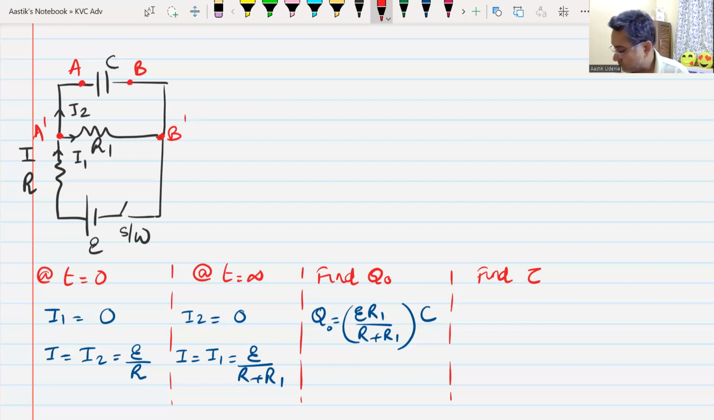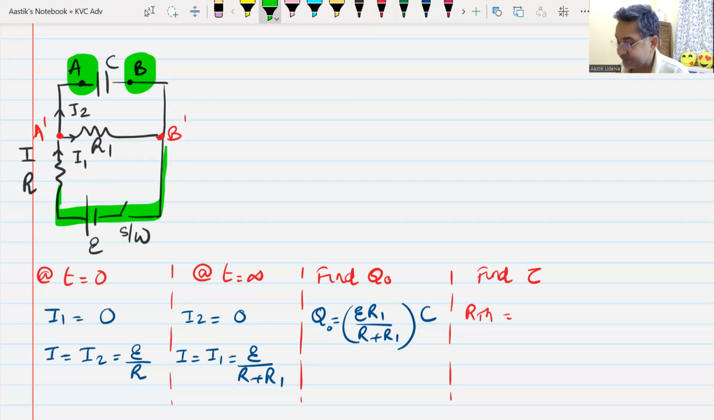Sir, that depends on R1 and R. What is the value of tau? The question remains the same. To find tau, you have to find R Thevenin, or R equivalent, between these 2 points by short circuiting the battery. So the battery goes away. Between these 2 points, we open the circuit and find the equivalent resistance.